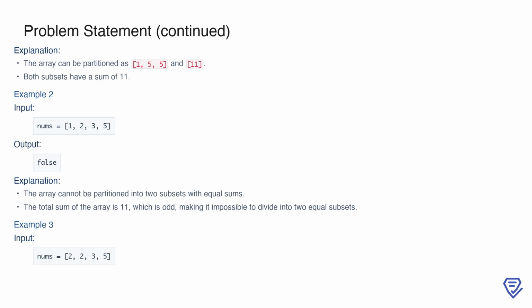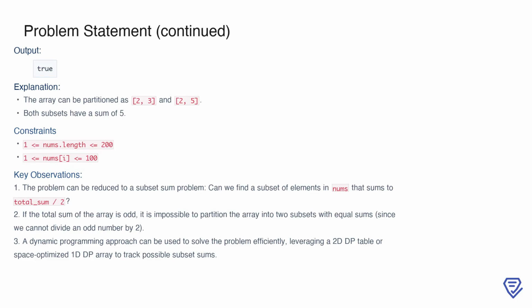On the other hand, for the input [1, 2, 3, 5], the output is false. This is because the total sum of the array is 11, which is an odd number. Since an odd total cannot be divided into two equal parts, it is impossible to partition this array into two subsets with equal sums. In another example, the input array [2, 2, 3, 5] has an output of true. Here, the array can be partitioned into [2, 3] and [2, 5]... where both subsets have a sum of 5.